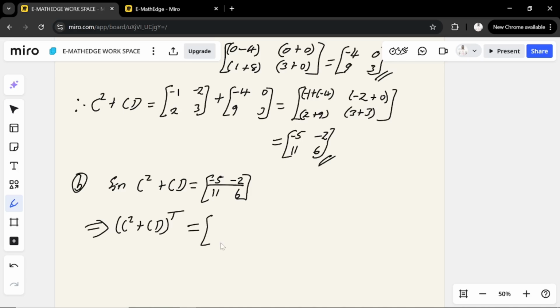The first row here contains the elements -5 and -2. So we are going to have it be the first column, -5 and -2. And the second row here is 11 and 6. So we are going to have it be the second column, which is 11 and 6. So this is the transpose of the C² plus CD, which we just obtained.